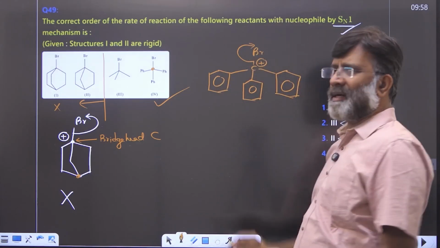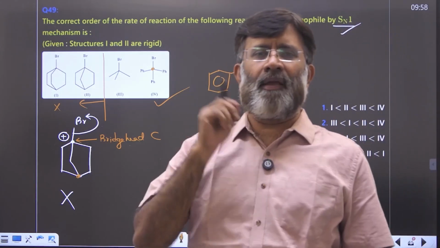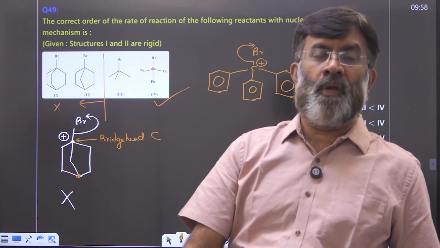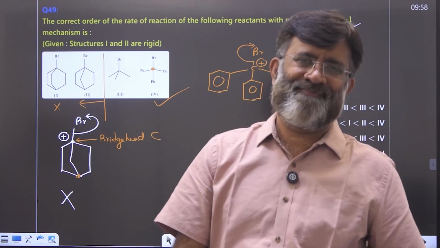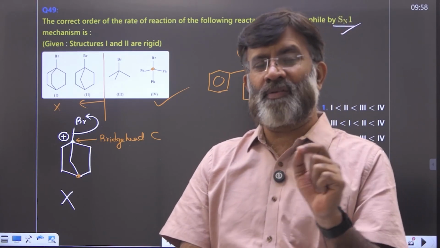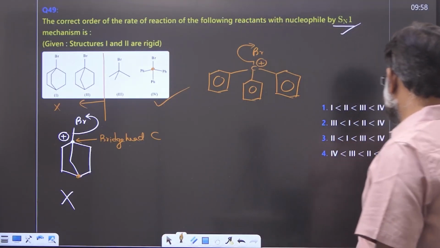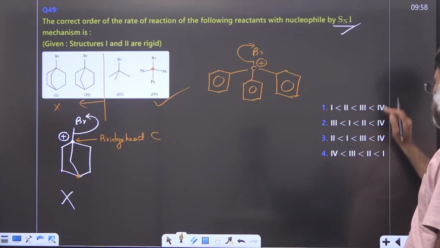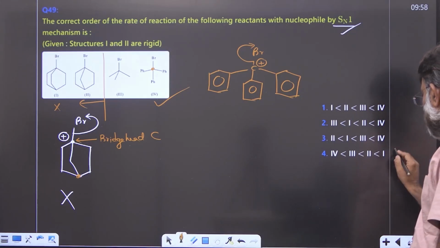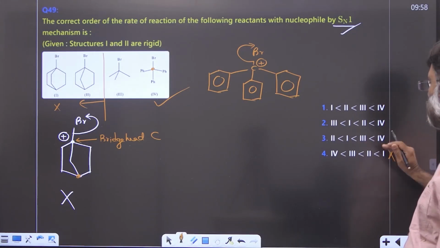Here, this is a triphenyl methyl carbocation, which is highly stable. That will go for SN1 mechanism very fast. So 4 should be maximum. You see the competency of the options. This option is out. 4 is maximum.